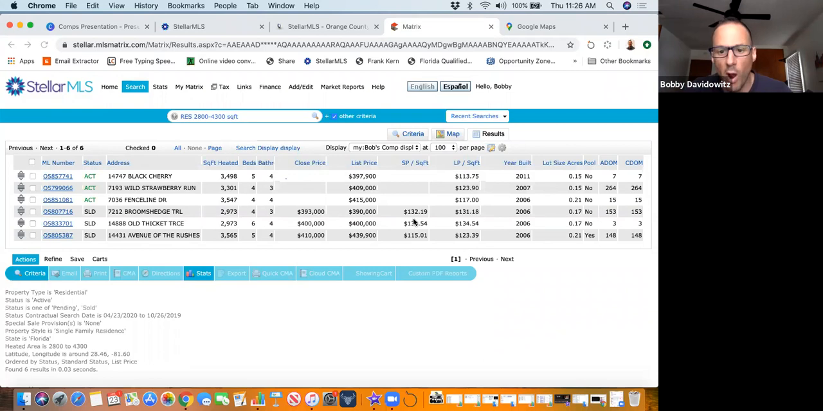Yes, this property was smaller, but let's say I gave this a little bit of a buffer. Let's say that I said, well, look, this property is a little bit bigger, so my price per square foot is probably lower. Let's do 122 a square foot. So let's subtract $10 a square foot from this 132. Let's do 122 times 3547. Okay. It still gives me 432,000.